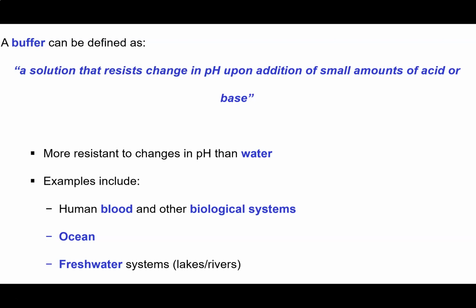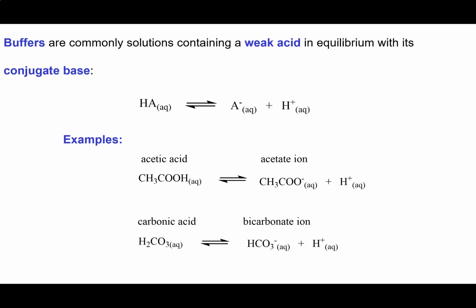Real-world examples of buffers would be things like human blood, which buffers at around 7.4 pH units. There are other biological systems as well that do this. The ocean tends to buffer around 8.1, and then we have freshwater systems like lakes and rivers. Most of the rivers tend to buffer around 7.4. Things like rain are also buffered. Rain consistently has a pH of around 5 to 5.5. So buffers are a naturally occurring phenomenon, but we also use them in the lab.